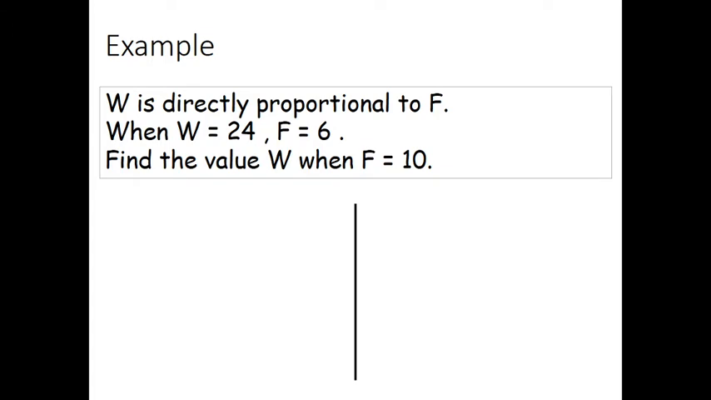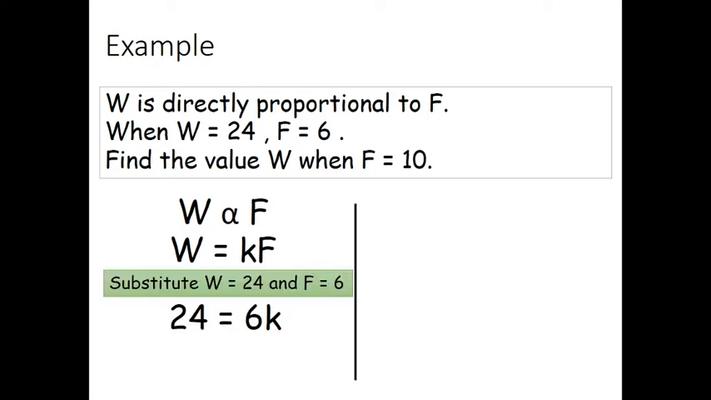It is important you understand which way around the W and the F go. If W is directly proportional to F, W comes first. So W equals kF. All we do then is substitute in what we know from that second row of the question. W is 24 and F is 6. So we've got 24 equals 6k, or k6 if that's the way you'd write it down. This is the part where we're going to be solving the equation, because we need to solve what k is. We must find out what k is. The inverse of multiplying by 6 is to divide by 6.